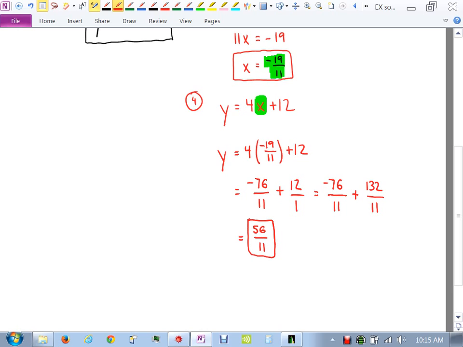And so now I want us to write our final answer. The way I want you to write your final answer is what we call an ordered pair, which is just like an x and a y coordinate. So I want you to write negative 19 over 11 and then 56 over 11. Remember, that's your x, that's your y. Don't mix those up, okay? That's what I'm looking for.